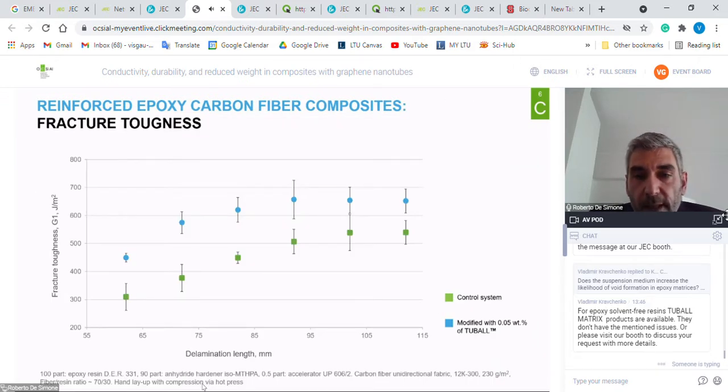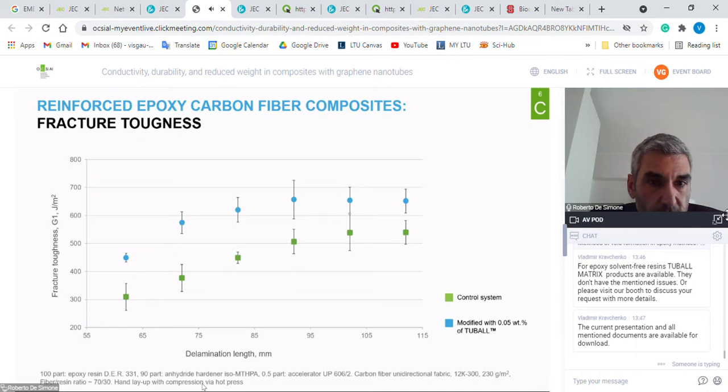Roughly, a graph to compare fracture toughness with the delamination length. You can see on the red spot the control system we used, the neat resin, and on the blue spot the increased fracture toughness, the system where tubal, the active material, is dispersed at a concentration of 0.08%.